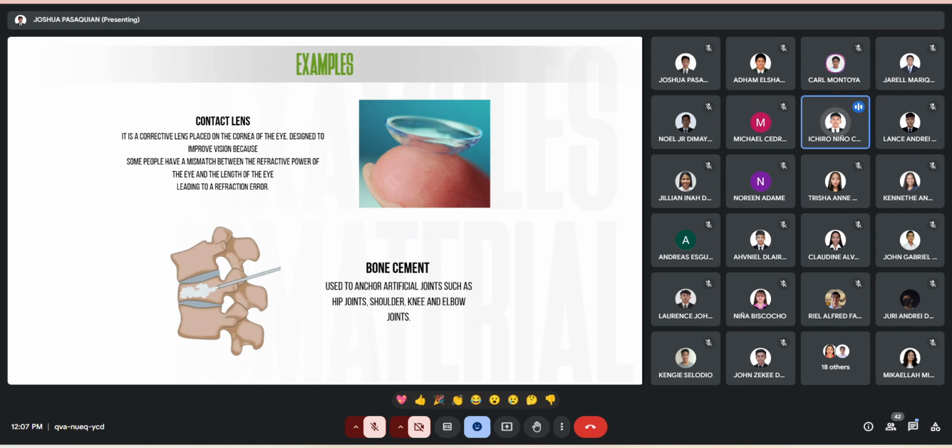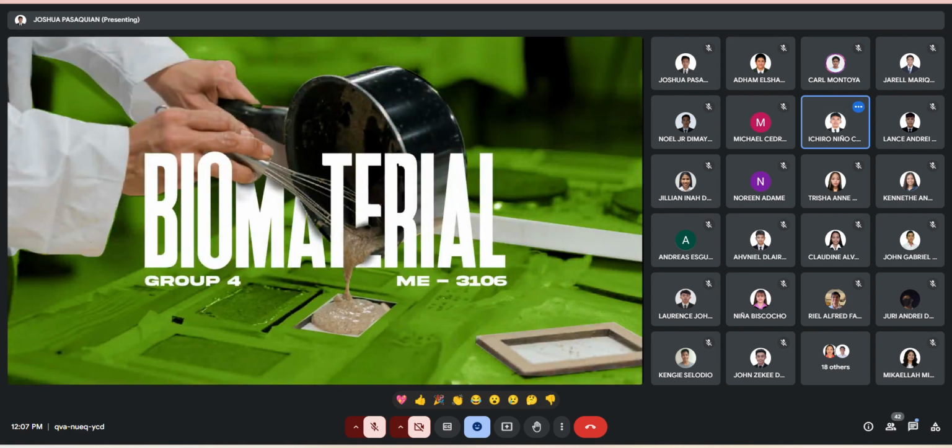And last but not least, we have bone cement. It is used to anchor artificial joints such as hip joints, shoulder, knee, and elbow joints. And that is it po for biomaterials.